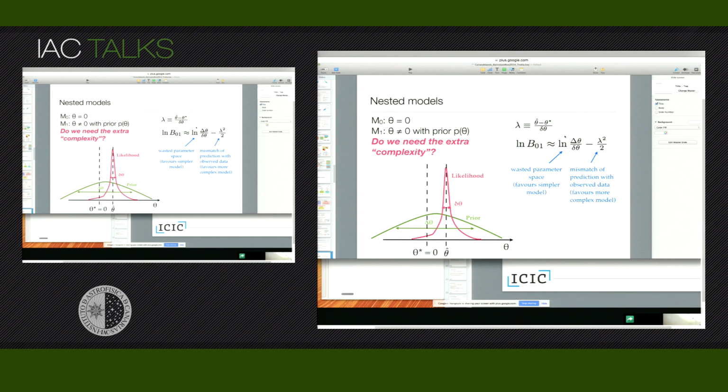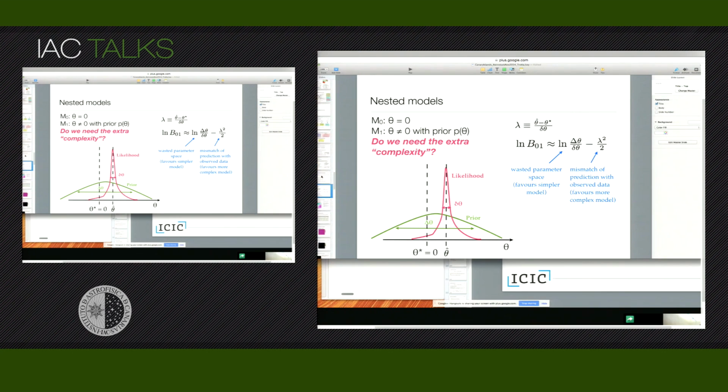And also notice from this that the width of the prior, delta theta, controls in an irreducible way the strength of the Occam's factor effect. So the wider the prior, the more wasted parameter space, the stronger the Occam's razor, the stronger the preference for the simpler model will be for given data. While this is true, also notice that this is a fairly mild dependency. It's the log of the width that enters, so it's effectively only the scale of the prior that's important, not the details of how you distribute your prior mass. So it's an order of magnitude dependency, so keep that in mind. It's important, but at the order of magnitude level.